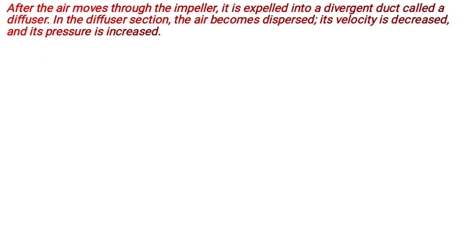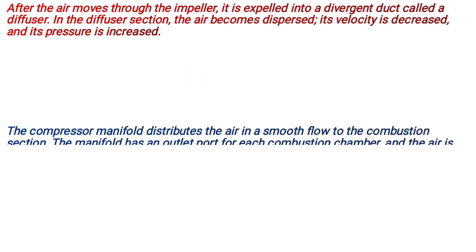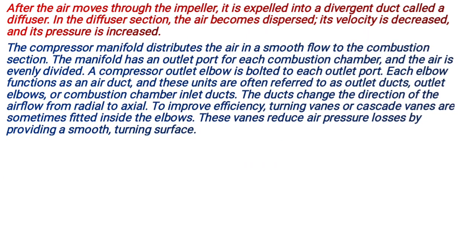After the air moves through the impeller, it is expelled into a divergent duct called a diffuser. In the diffuser section, the air becomes dispersed, its velocity is decreased, and its pressure is increased. The compressor manifold distributes the air in a smooth flow to the combustion section. The manifold has an outlet port for each combustion chamber and the air is evenly divided.